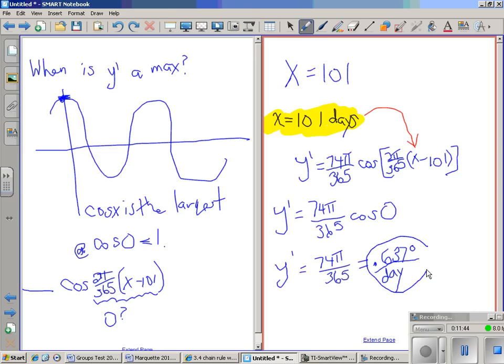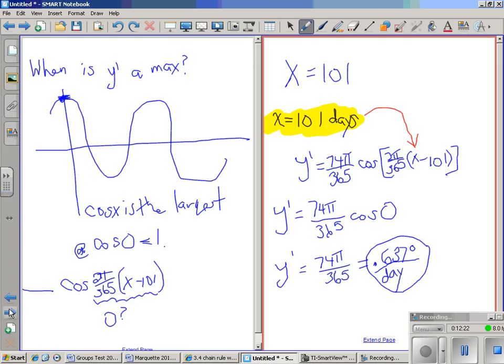So that means on the 101st day of the year, which I believe is around April, your average temperature is going to be increasing by a little bit over a half a degree per day on average. So in a week, think about it, your average temperature will have gone up 4.2 degrees. That is some quick growth there of temperature in Alaska. So crazy. That's a big change per day, and that's when it's growing its quickest. Okay, so that is problem 61.